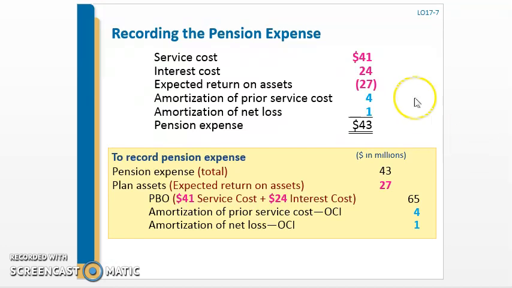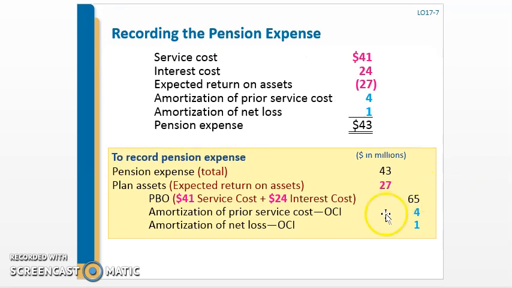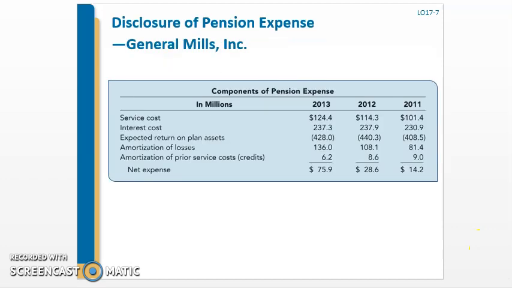All right, so here are our pieces of the previous problem. We've got 41, 24, 27. This is all of what we talked about in the last set of slides. Here's what the journal entry looks like. Our pension expense is $43 million. Our plan assets increased by 27, because we're using the expected return, though our plan assets did increase by the additional 3 over here. Back to this, our PBO increased by the 41 and the 24, the service cost and the interest amount, our obligation. And here's the amortization of the prior service costs and the amortization of the net loss. So there's all your pieces.